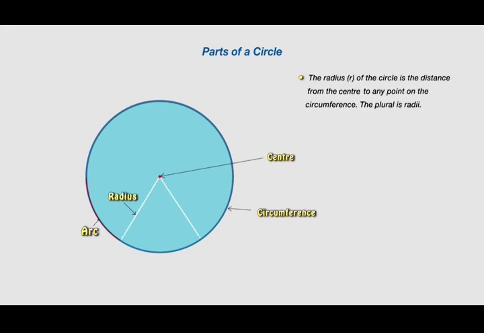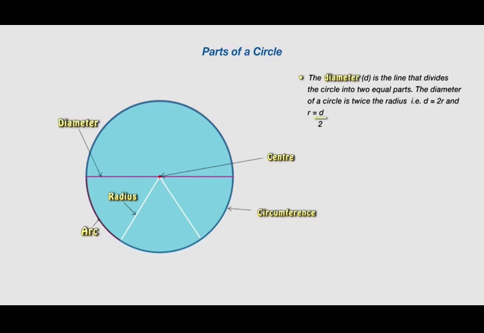The radius, which we normally write with small letter r, of the circle is the distance from the center to any point on the circumference. And the plural is radii. The diameter d is the line that divides the circle into two equal parts. The diameter of a circle is twice the radius. So we say d = 2 × r, and then r = d/2.